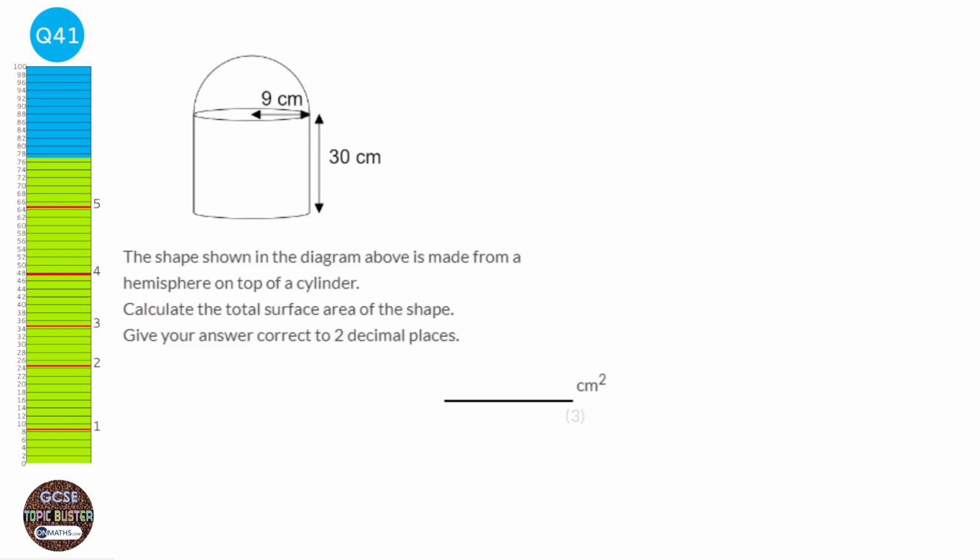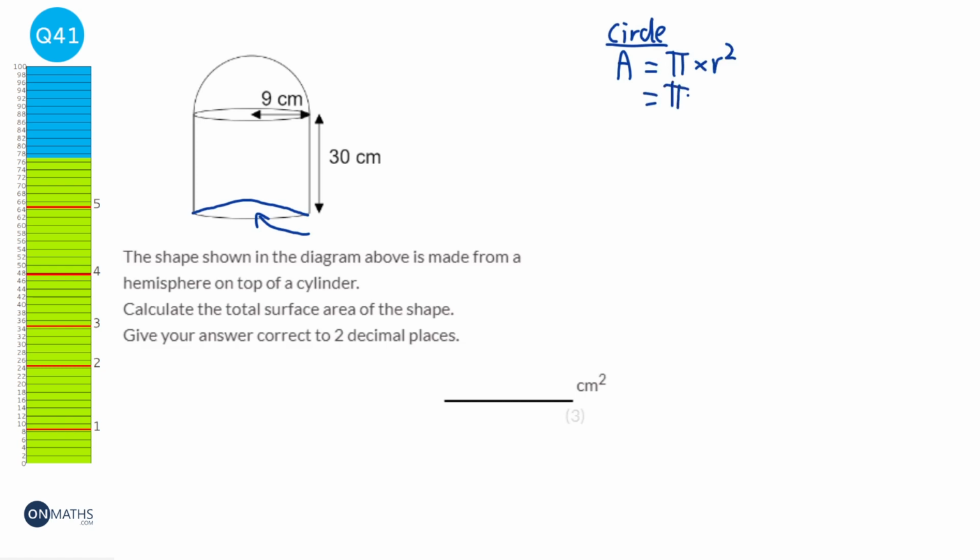So there are three parts that we need to find the area of. We're going to start with the easiest bit first, this circle at the bottom here. Okay, so the circle area is just going to be pi times r squared, and the radius is given to us at the top, which is 9, so it's just going to be pi times 9 squared, and that would be 254.469 and so on. Or we could leave it as 81 pi.